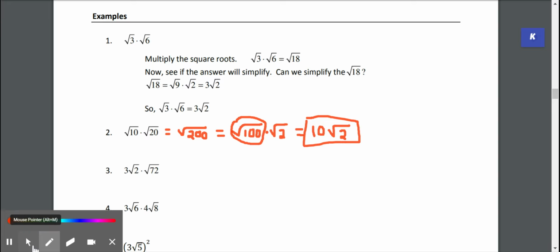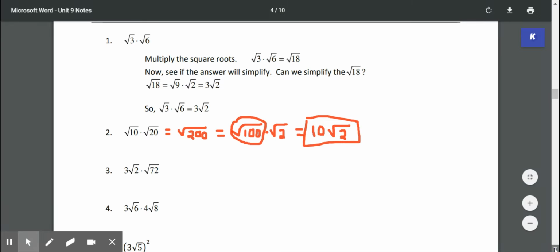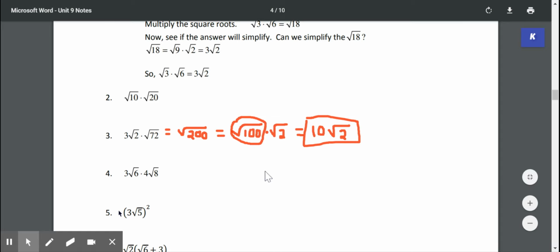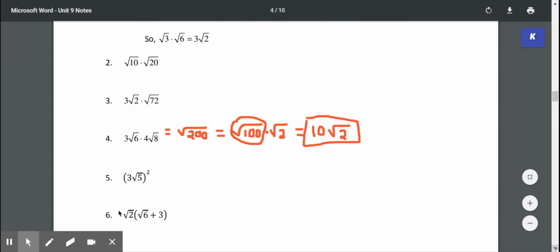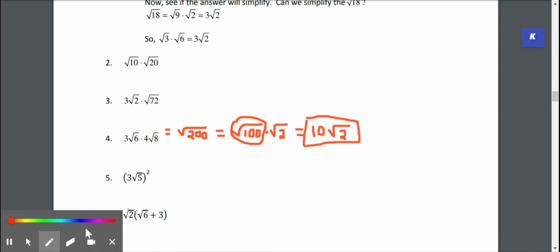Okay, now moving down to the others, the numbers are going to start to get a little bit bigger, and it's okay. I don't think we're going to do every single one of these examples. This last one, I think I'm going to wait till a later video.